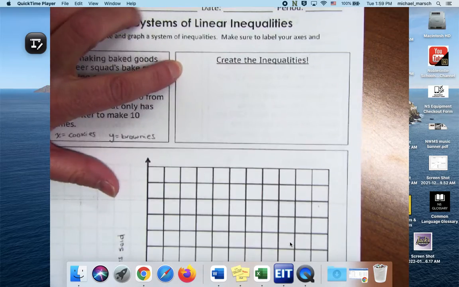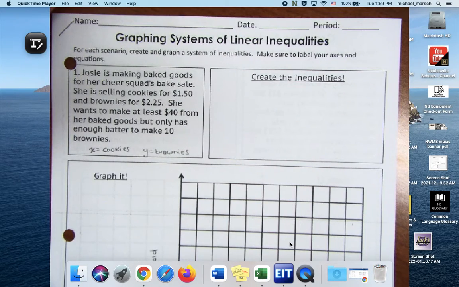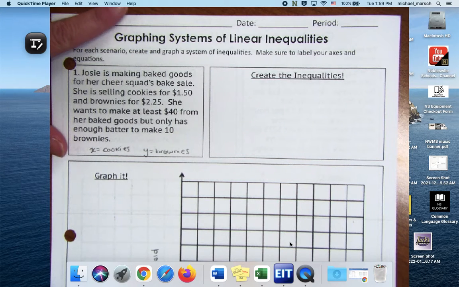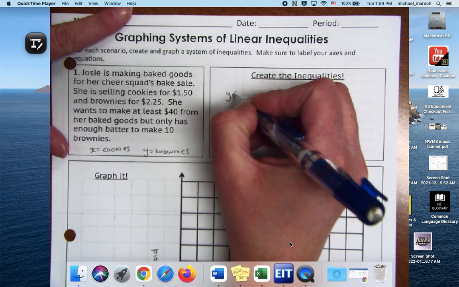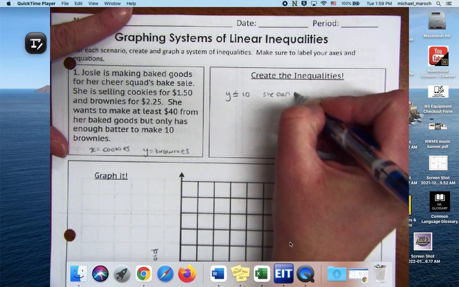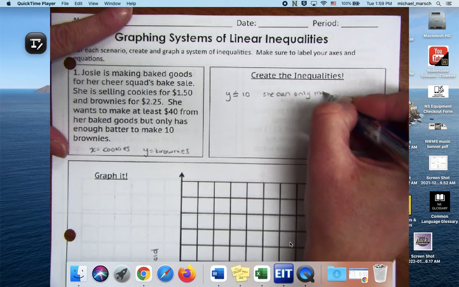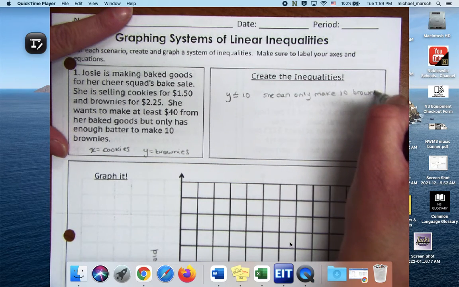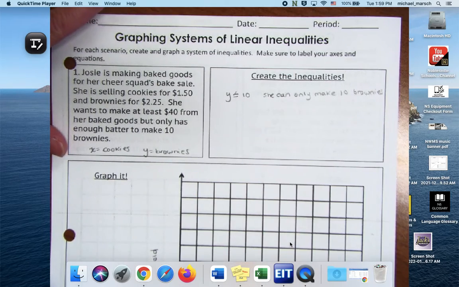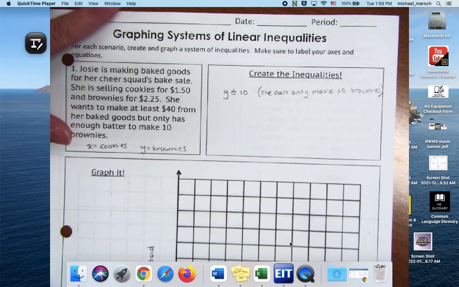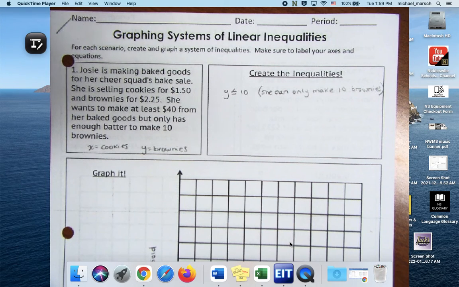So, inequalities. How many brownies can she make? 10. So Y has to be less than or equal to 10. That's why it's Y is less than or equal to 10. She can only make 10 brownies. She doesn't have enough batter to expand her brownie empire.